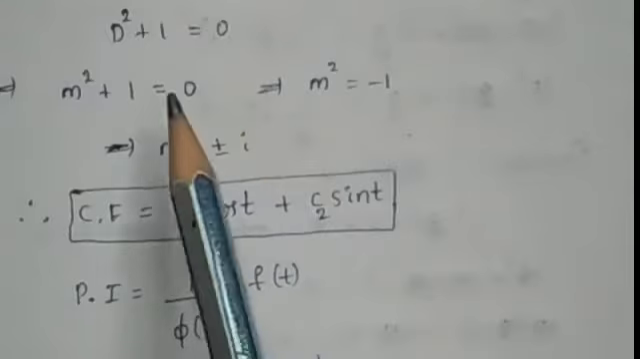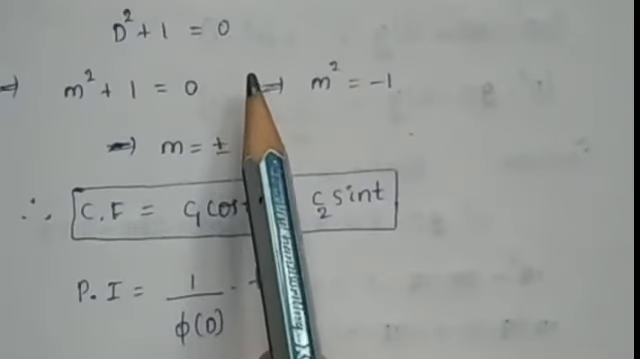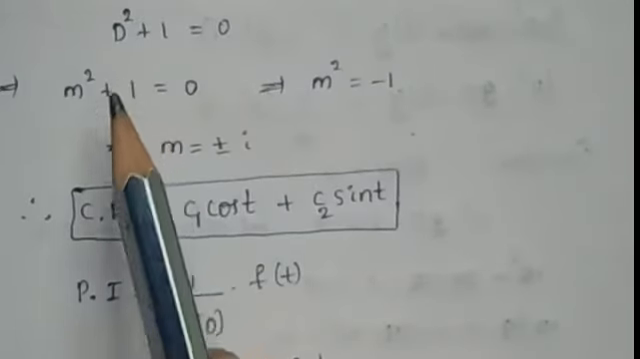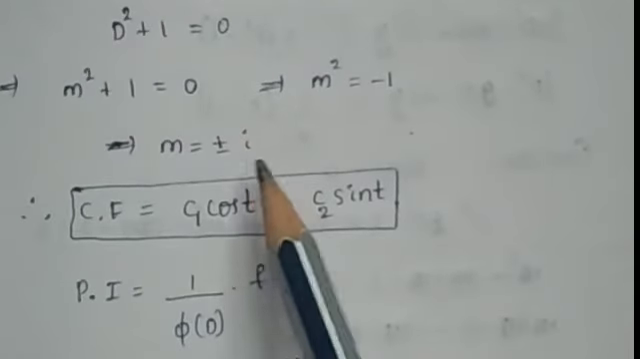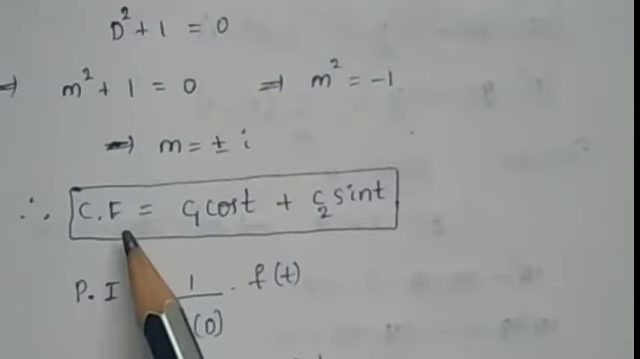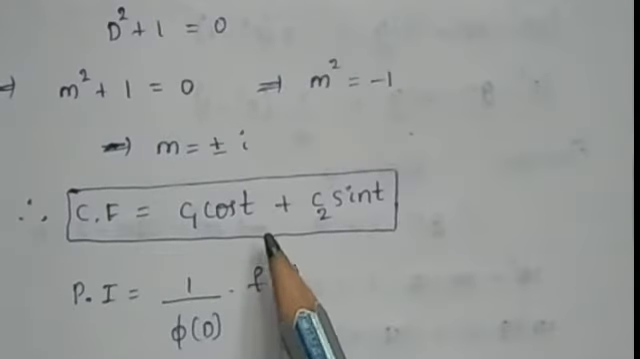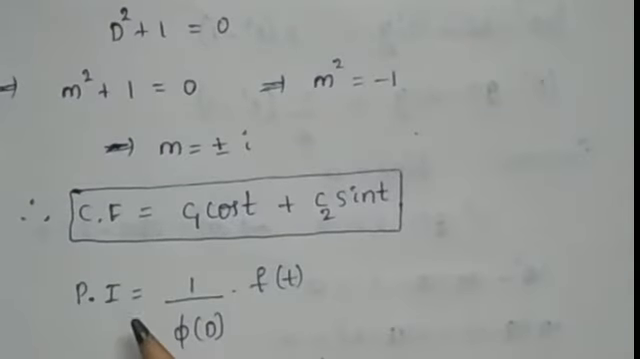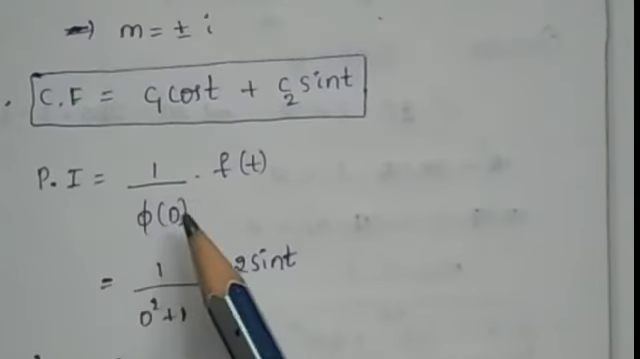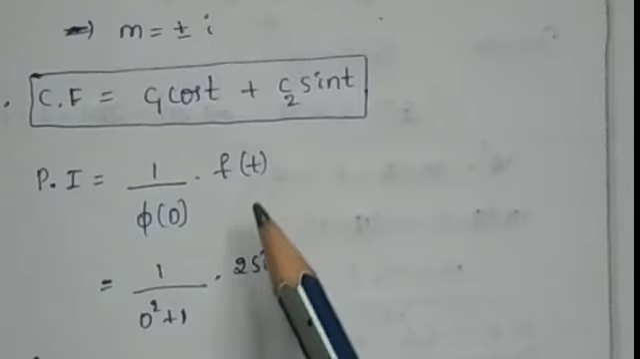You get D square plus 1 equal to 0. Put D equal to m. You get m square plus 1 equal to 0. You get imaginary roots. So the complementary function is equal to c1 cos t plus c2 sin t. Then we find the particular integral, which is equal to 1 by phi of D into f of t.